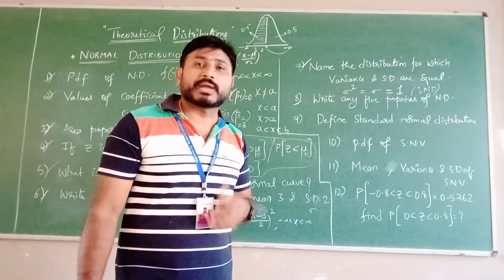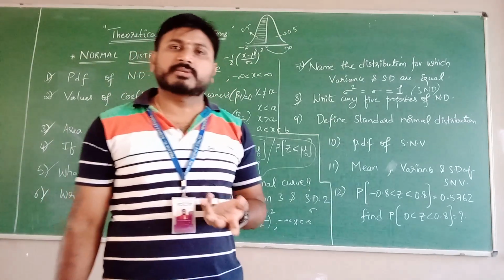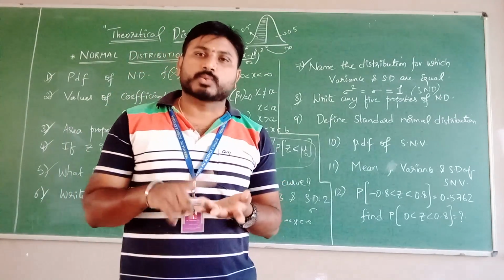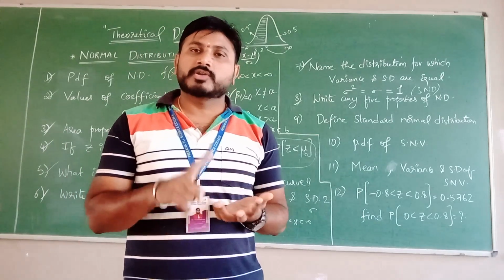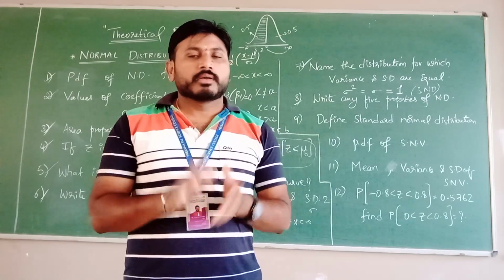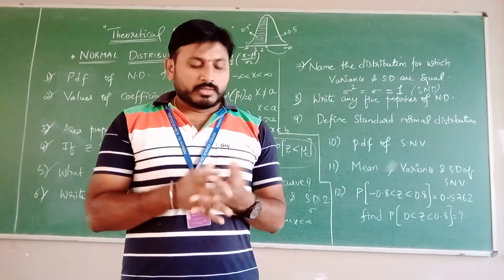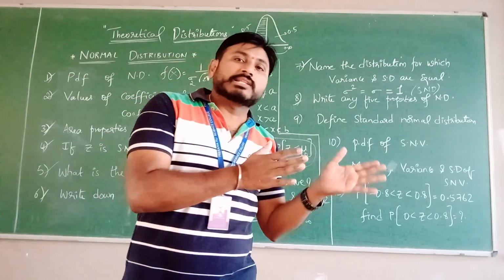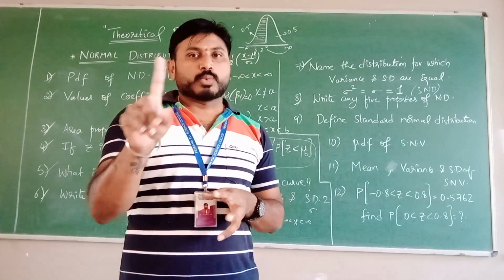Property number 4, parameters. What are the parameters of a normal distribution? Mu and sigma square are the parameters of normal distribution. That is property number 4. Property number 5, the total area under the normal curve is always equal to 1.